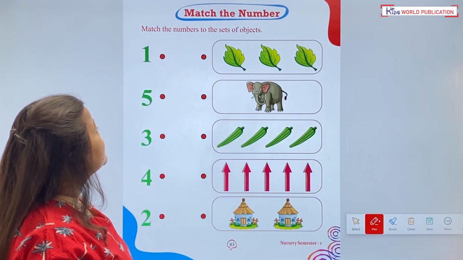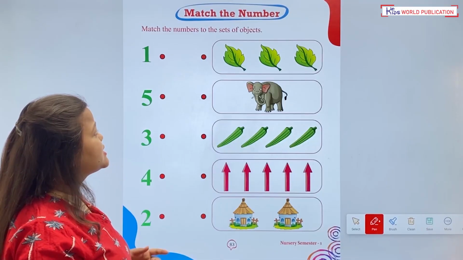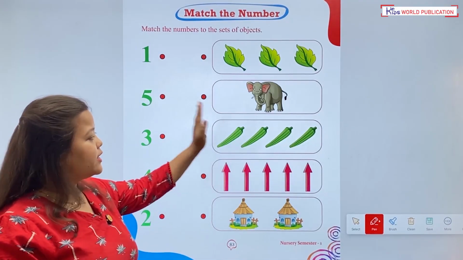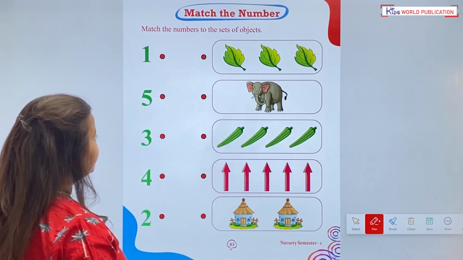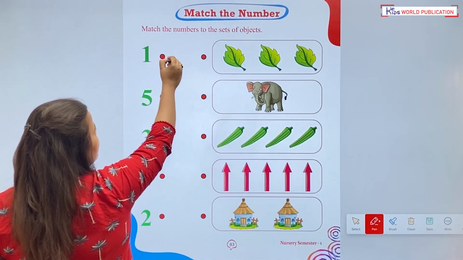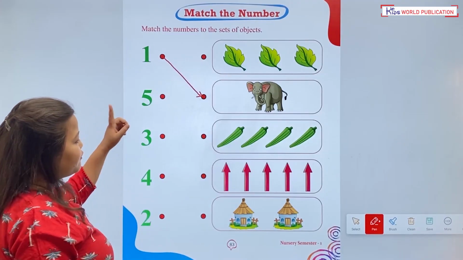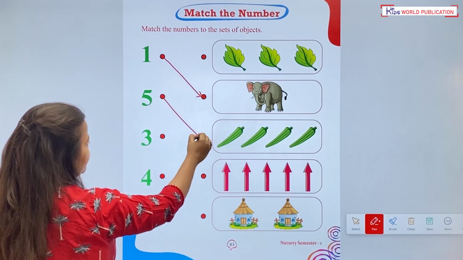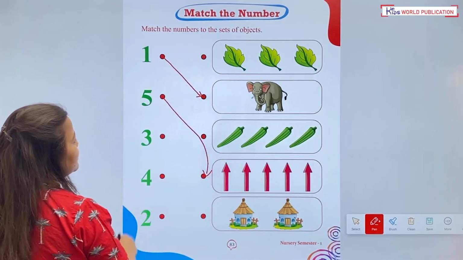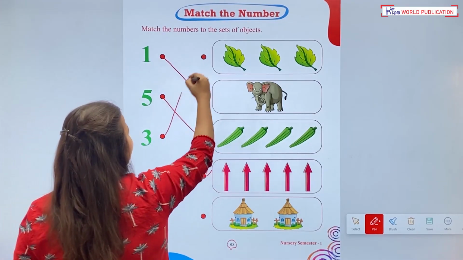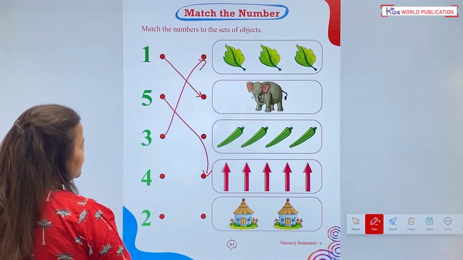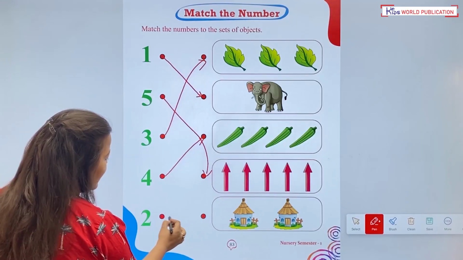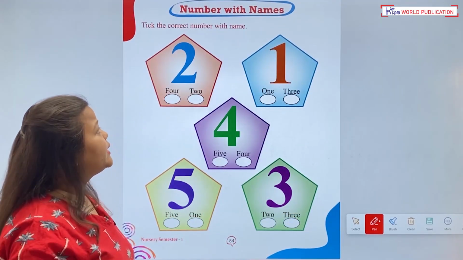Match the numbers to the set of objects. So kids, we will match these numbers to the given sets of objects. For example, 1. One elephant. 5. 5 arrows. 3. 3 leaves. 4. 4 ladyfinger. 2. 2 hut.